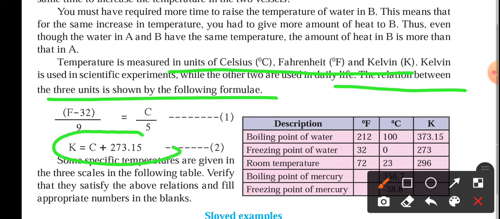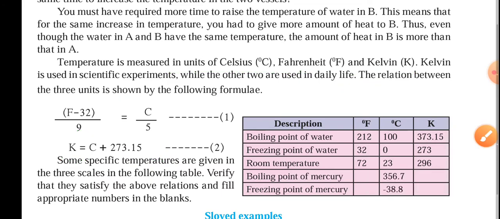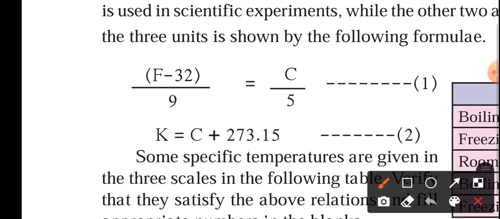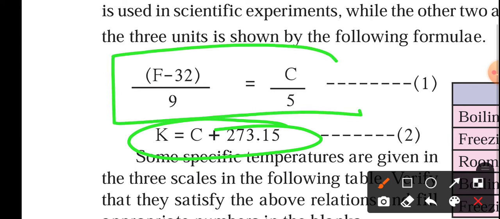The relation between Kelvin and degree Celsius is simple. You just add 273.15 to the temperature in degrees Celsius, and then you will find the temperature in Kelvin. And the relation between degree Celsius and Fahrenheit is (F minus 32) upon 9 is equal to C upon 5. This is the relation between degree Celsius and Fahrenheit, the two units of temperature.